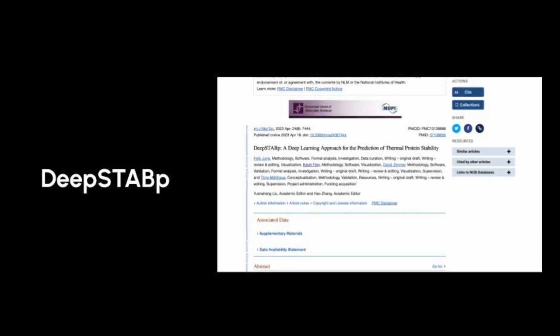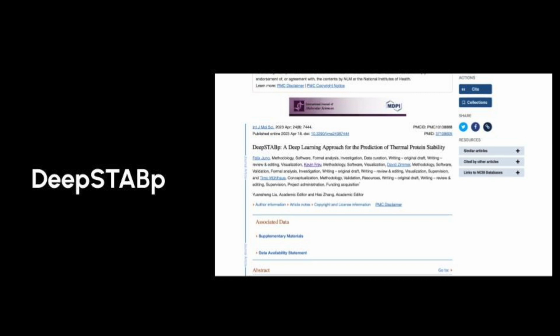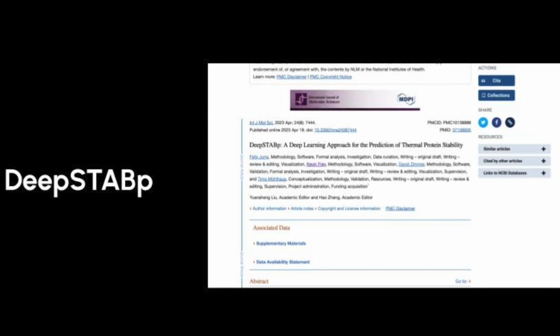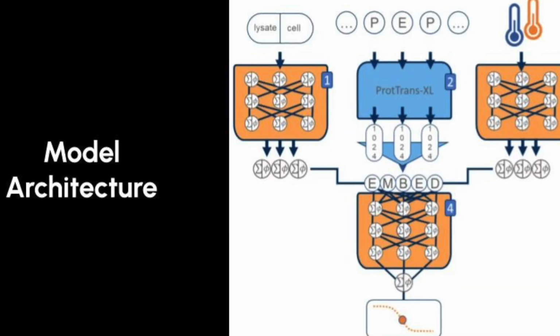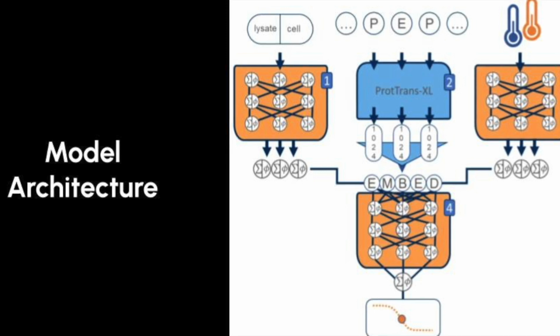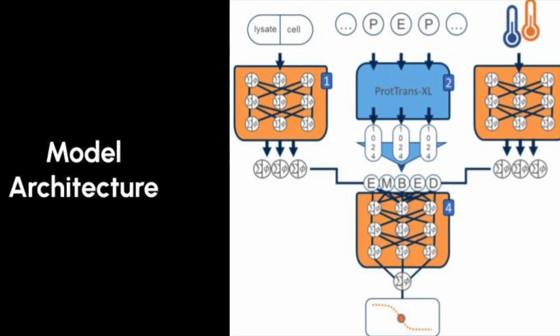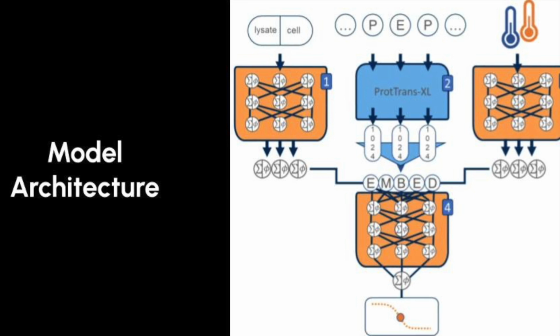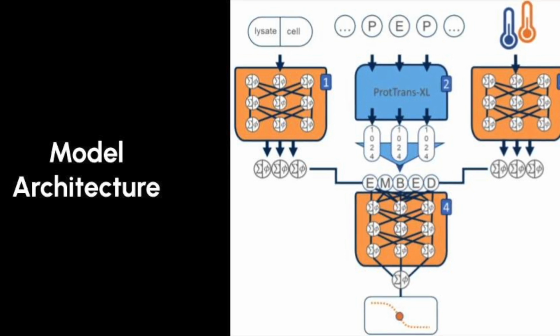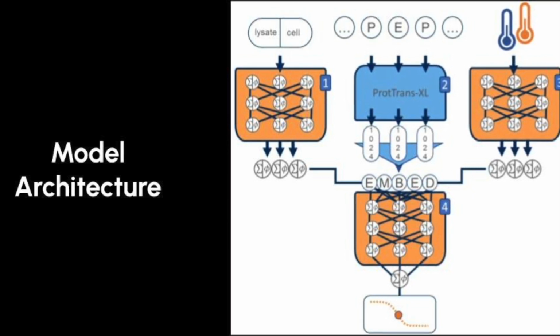For example, the DeepSTABp research paper is a model that can actually predict the melting temperature of a protein given some data. For this project, I decided to replicate this model. And first, I need to look at the model architecture. The first part of the model architecture is looking at whether the protein was taken from a lysate or a cell. This data will first be passed through a neural network block, which will output some feature that will be used for the input for the final neural network.